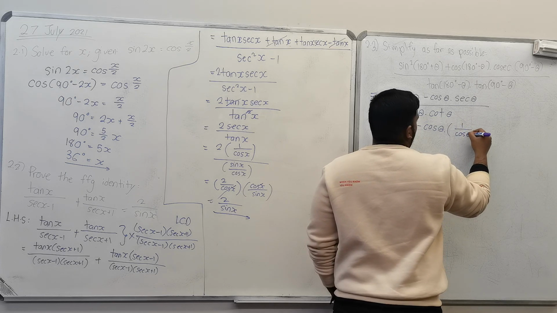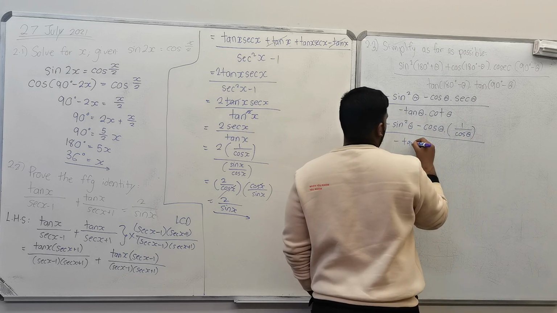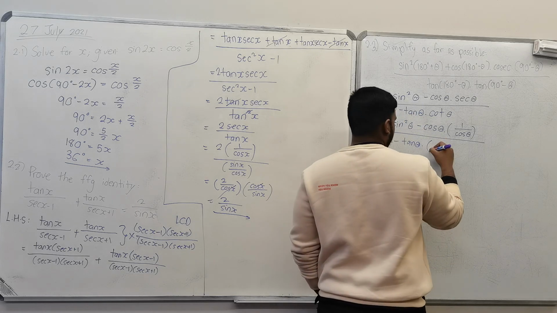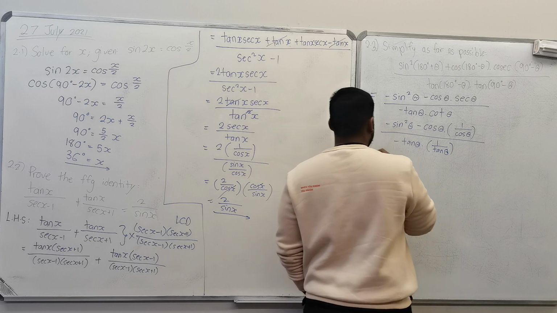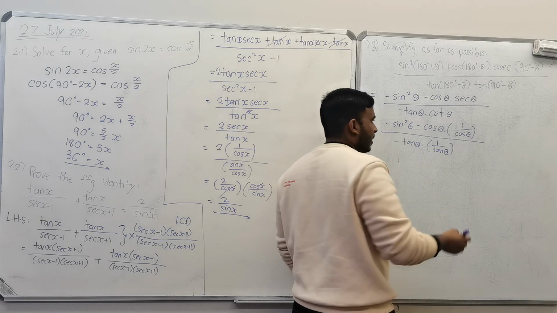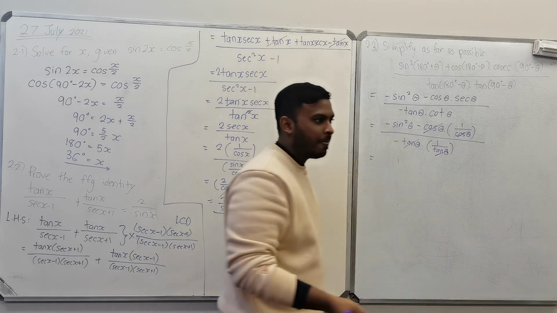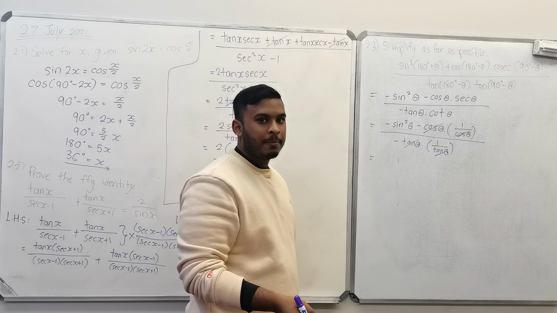1 over cos of the angle, and the negative tan of an angle times cot can break up into 1 over tan of the angle. What can happen? Cancel, cancel, cancel, cancel. What answer are you left with? Positive sine squared.